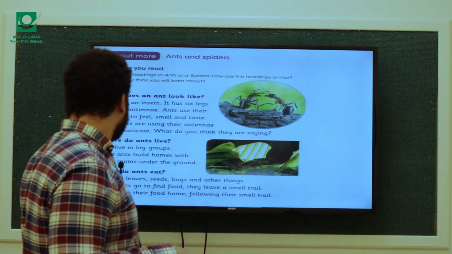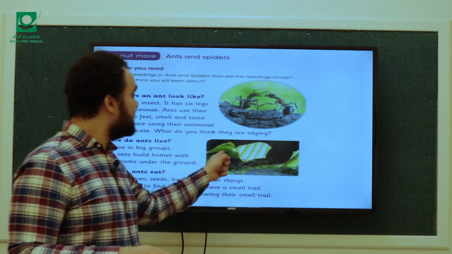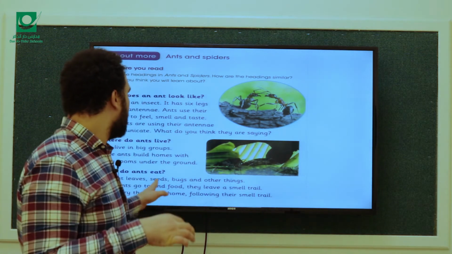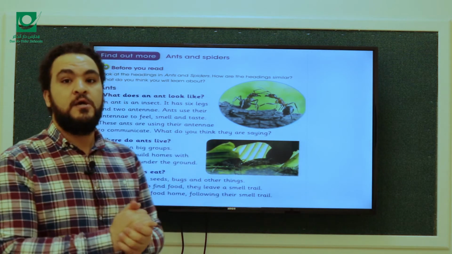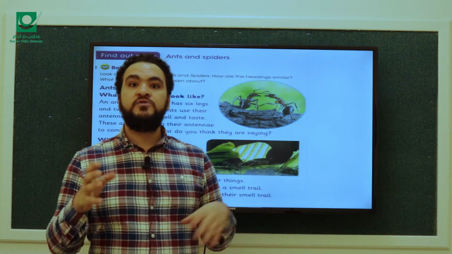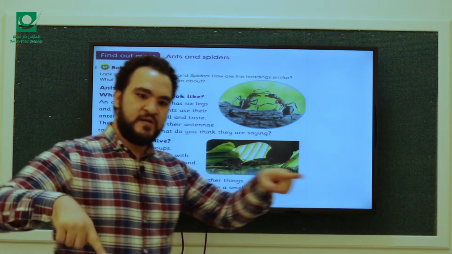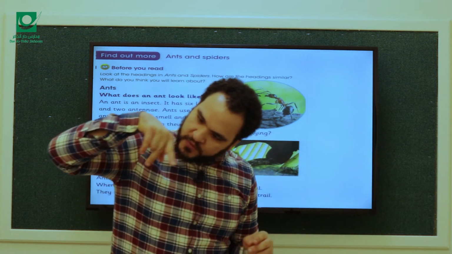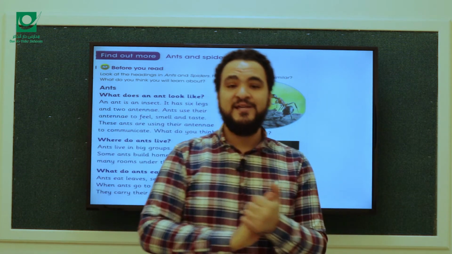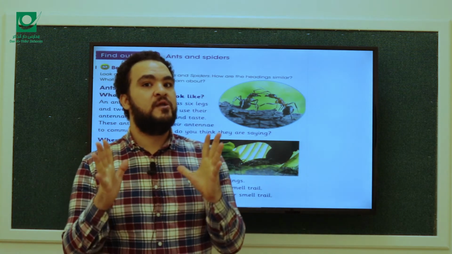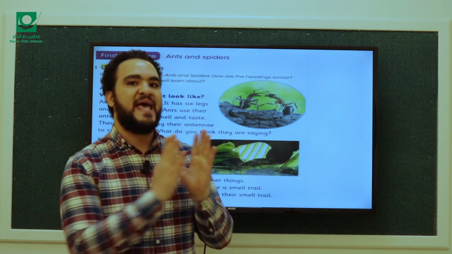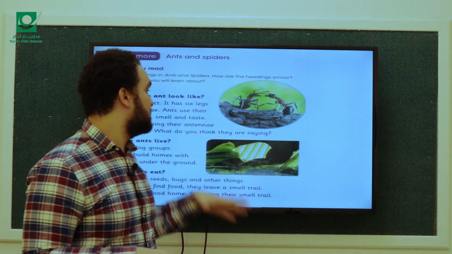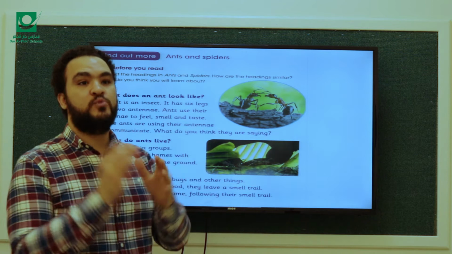Good. And what do they eat? They eat leaves, as you see, and seeds, the very small things, and other things. What about this trail? The trail is like what? They make a very long line, and they go from one seed to another seed to another, to eat. Now, I think you know the basic things about ants: 6 legs, 2 antennae, how they communicate and where they live.